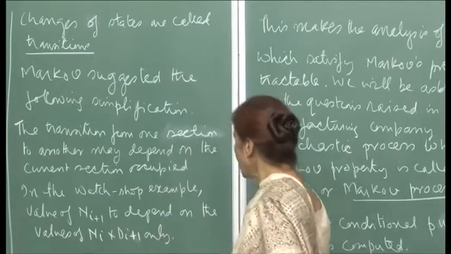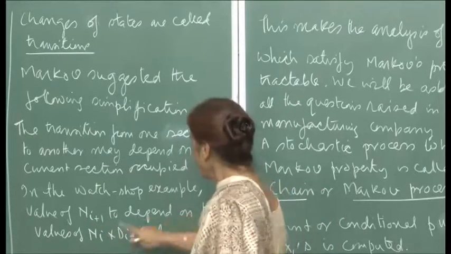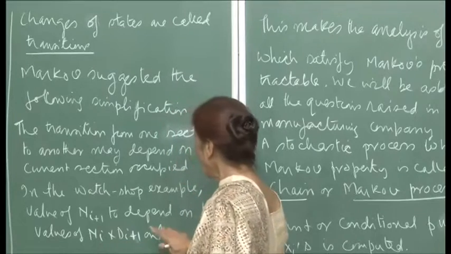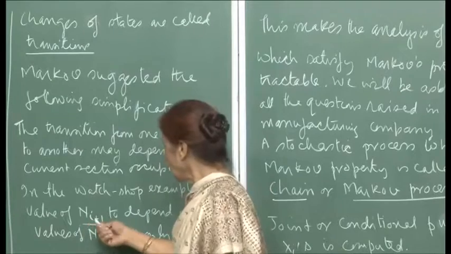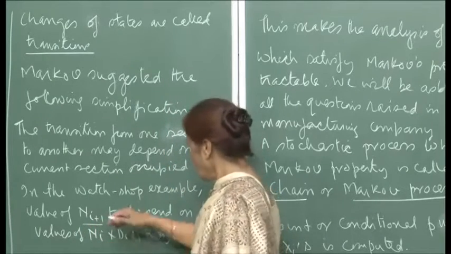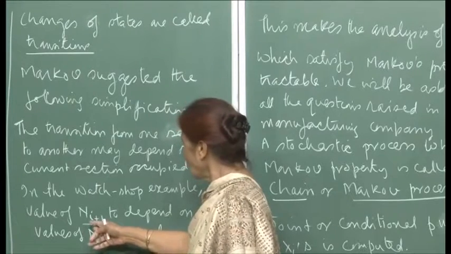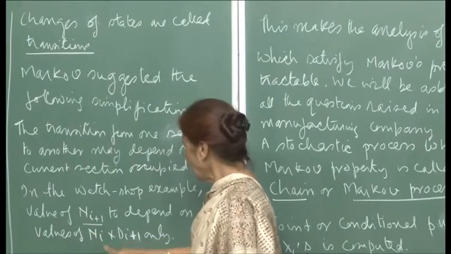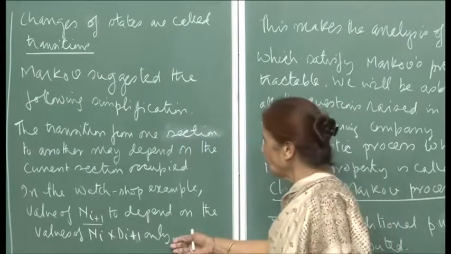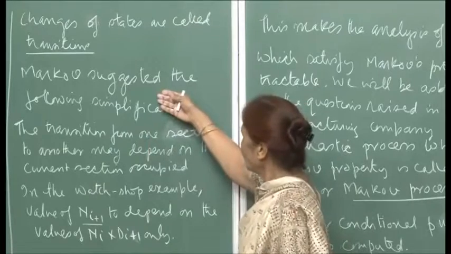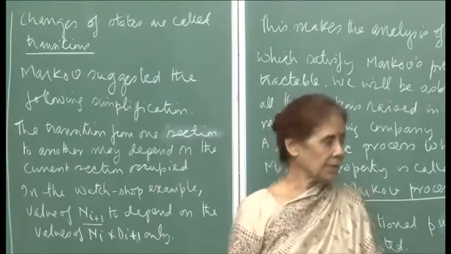Now, for example, in the watch shop example, the value of Ni plus 1 depends on the values of Ni and Di plus 1 only. The way I was describing the values of Ni plus 1, which was the max of the formula I wrote down, we were computing Ni plus 1 depending only on the values of Ni and Di plus 1. So, according to Markov's definition, this already satisfies the Markovian property.